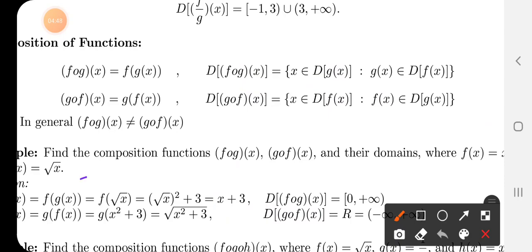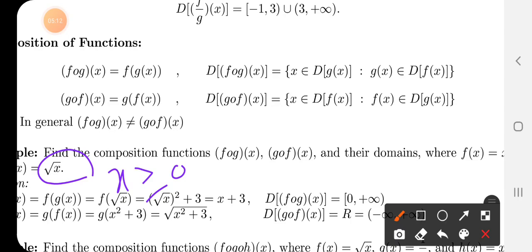So my g is this one, square root of x. So what is the domain of the square root of x? It's not a polynomial, so you cannot say that its domain is the set of all real numbers. It's not a rational function, it's a radical one. In a radical, and since it's a square root, whatever you have inside that square root should be greater than or equal to 0. So its domain is all positive numbers including 0.